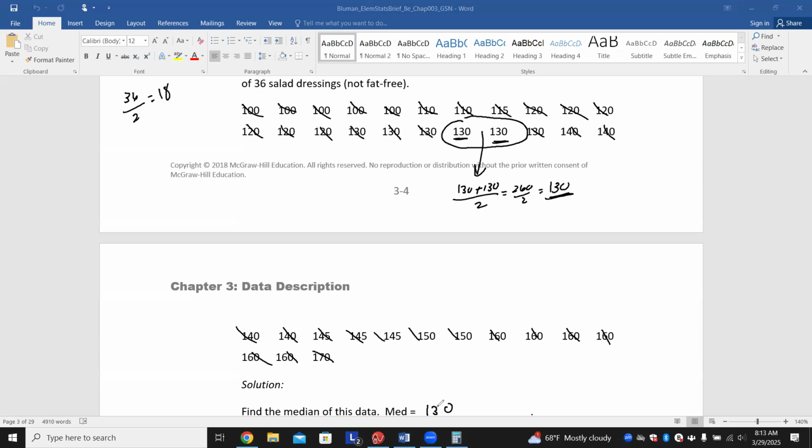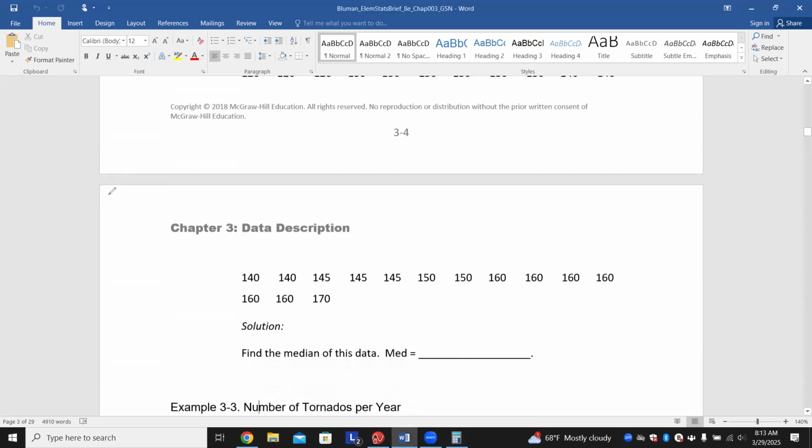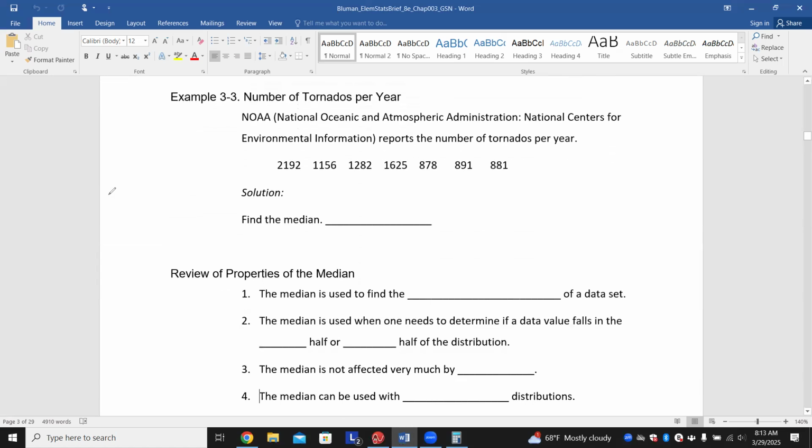All right, so let's look at another example. So in example 3, it says the number of tornadoes per year. The National Oceanic and Atmospheric Administration, or the National Center for Environmental Information, reports the number of tornadoes per year. So we have a small set, but we do need to put this from least to greatest.